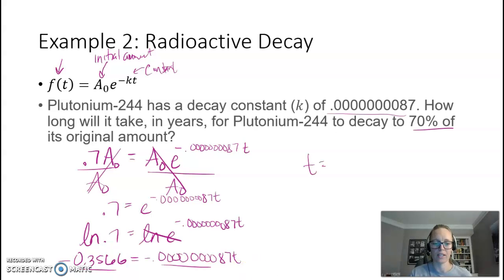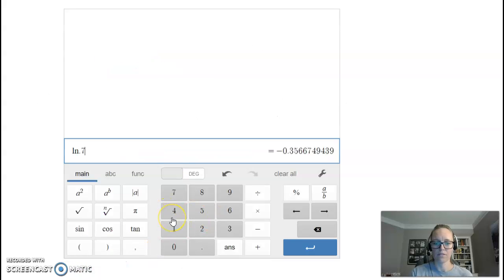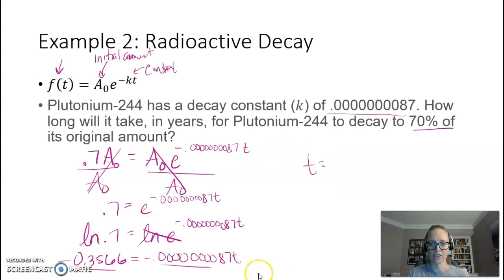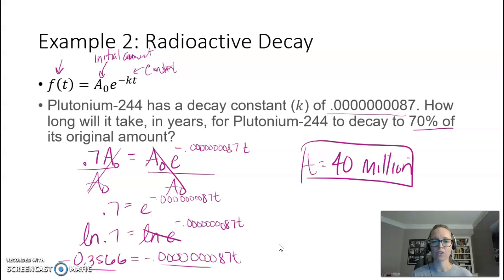And again, I'm going to do that in a calculator. So divided by negative 5, 6, 7, 8. All right. So I get a very large number of 40,997,119 years. Okay, so we're going to say about 40 million. Okay, so again, we're solving using a formula that's given to us and knowing how to manipulate that formula with the values that were given.